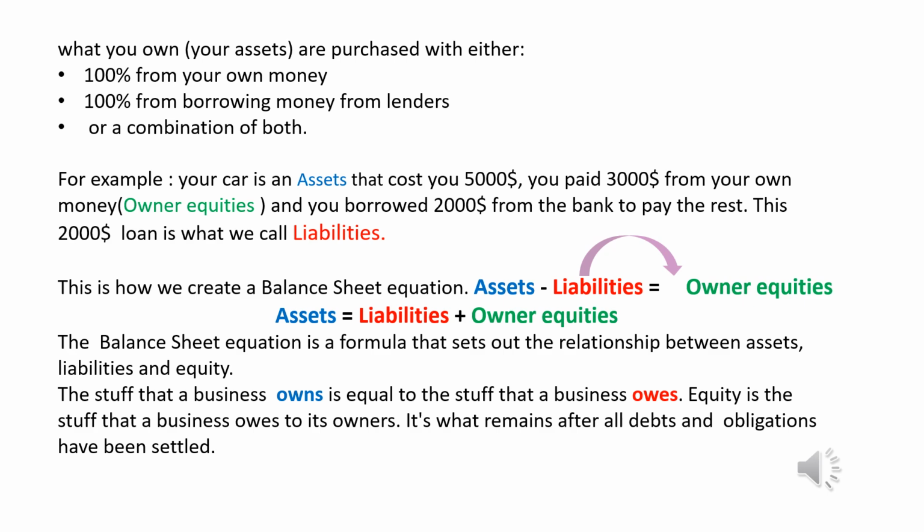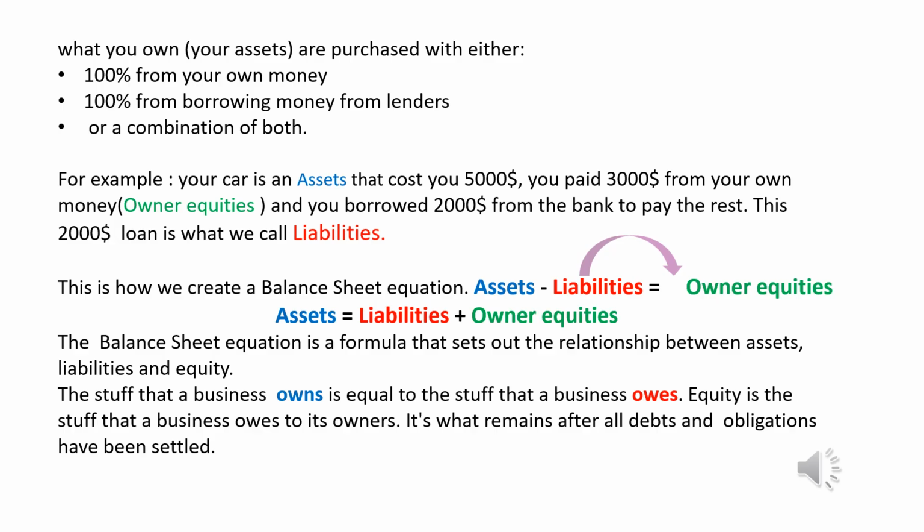Alice said, what you own, your assets, are purchased with either 100% from your own money, 100% from borrowing money from lenders, or a combination of both. For example, your car is an asset that cost you $5,000. You paid $3,000 from your own money, owner equity, and you borrowed $2,000 from the bank to pay the rest. This $2,000 loan is what we call liabilities.